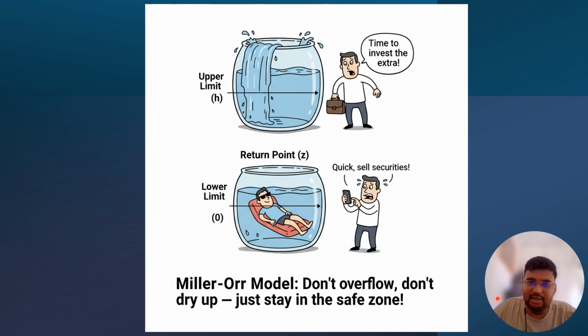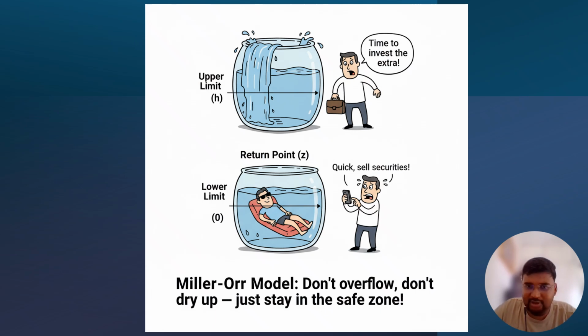So here you can see the understanding of the model. Upper limit is the time to invest whatever extra money you are having. So the water is overflowing from the tank, whatever extra water is overflowing, store it somewhere else, in a different container. And yes, definitely if it is moving below the lower limit, it is the time that we need to sell the securities and put some more water into it. So Miller-Orr model: don't overflow, don't dry up, just stay within the safe zone. This is the basic understanding of the model.